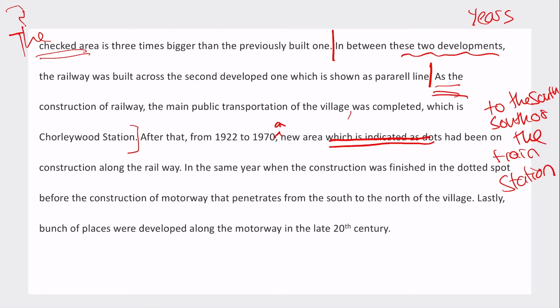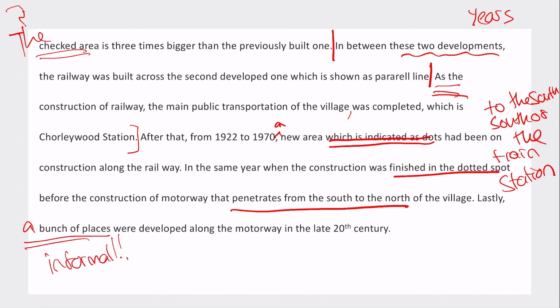"Same way it was finished in the dotted spot, again, before the construction that penetrates from the south to the north of the village. Lastly, a bunch of places were developed." This is too informal. You don't want to say a bunch of places were developed along the motorway. You want to say there was some development along the motorway in the late 20th century.